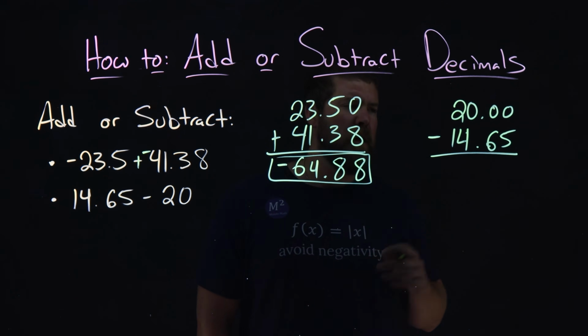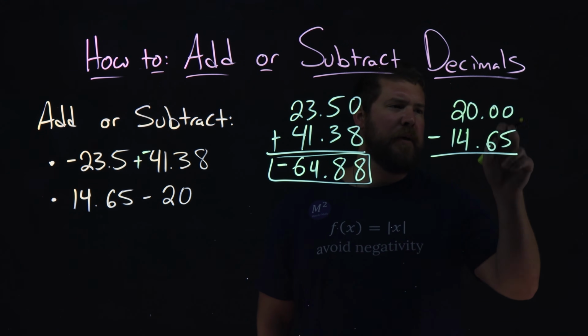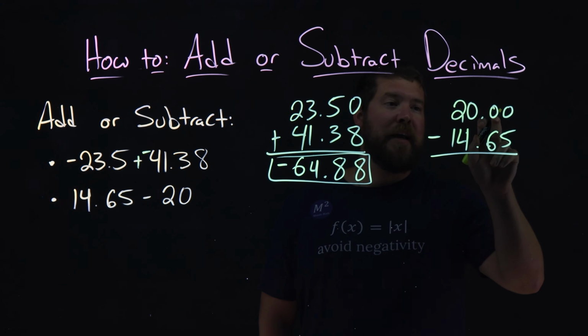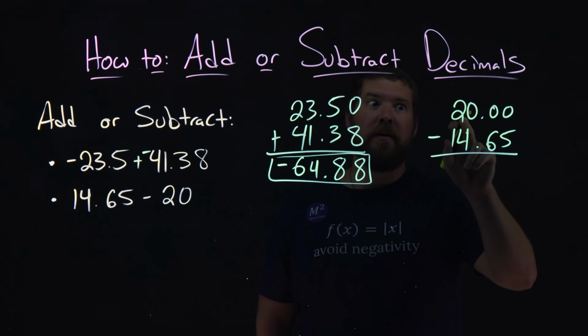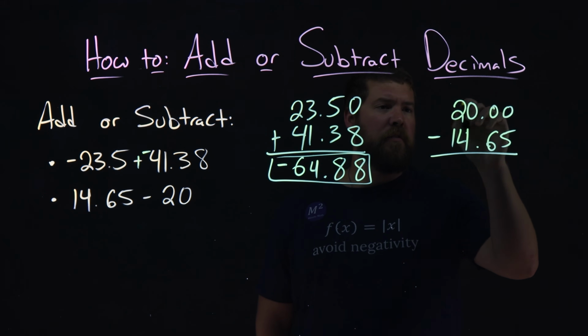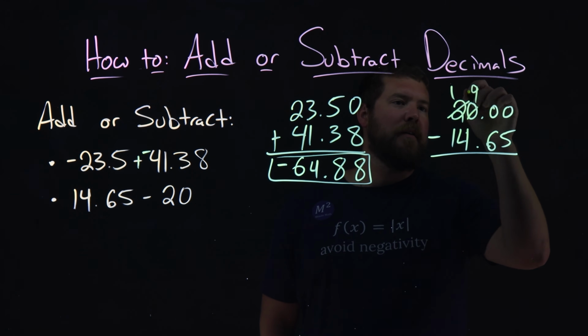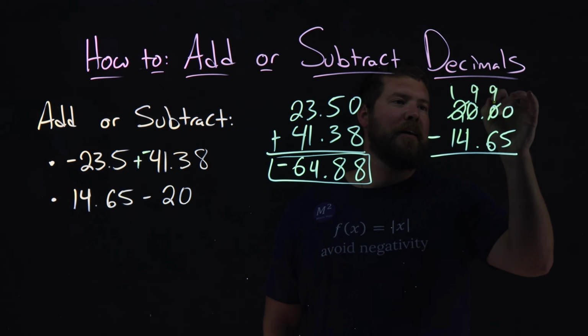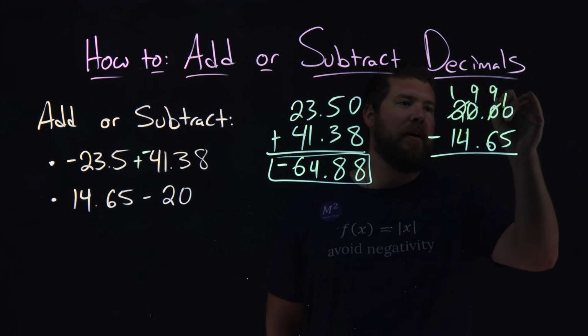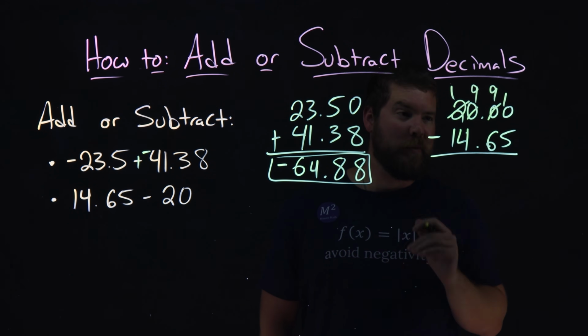Well, that 5, we can't do 0 minus 5. Can't borrow from this 0, can't borrow from this 0. We've got to borrow from this 2. So we put a 1 up here in front of the 2. This one becomes a 10, and therefore this becomes a 9. This one, we borrow again, that 9 here, and then we put the 10 right there. Hopefully you remember how to do that normally.